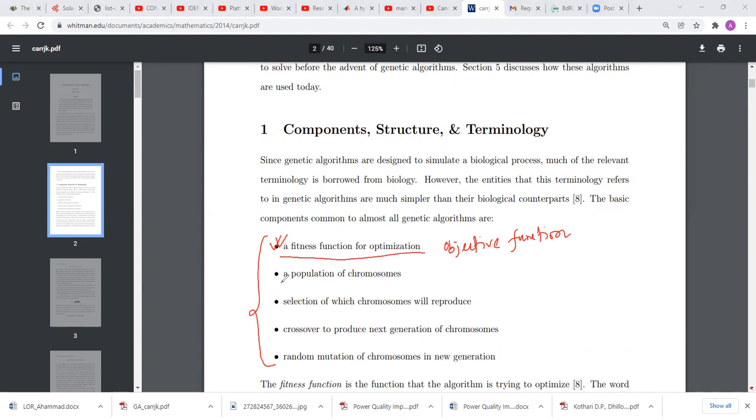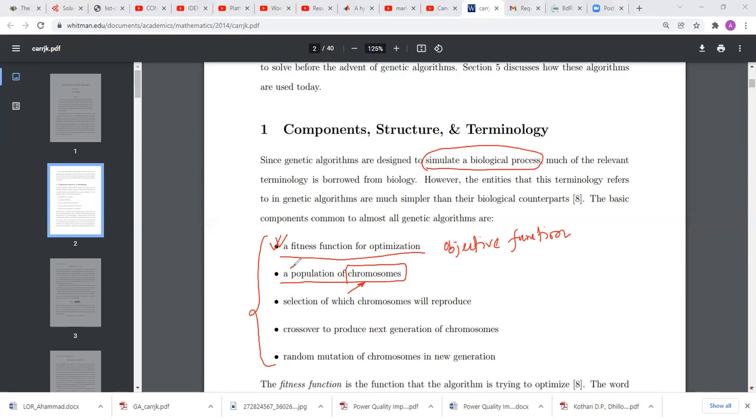A population of chromosomes. Why are these terms coming? Because this concept of genetic algorithm is actually borrowed from the biological process. So you will find some terms which are used in the biological process, not only human, any living being. For any living being, there are terms like chromosome, genes, alleles. I will explain them as I go through those.